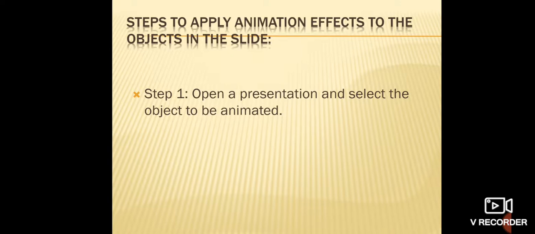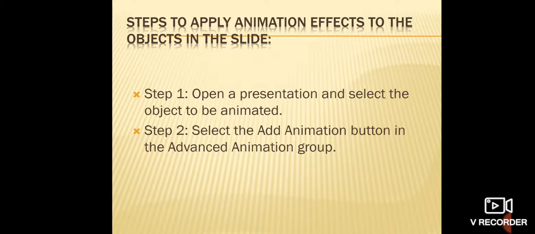Open a presentation and select the object to be animated. See, in a presentation, we may have many objects. So you have to select the particular object that you want the animation. Step 2. Select Add Animation button in the Advanced Animation group.